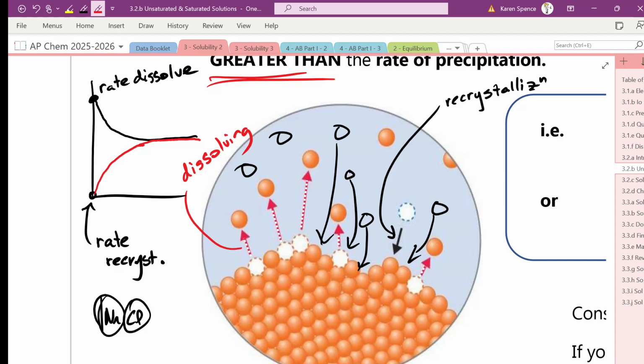But the moment you have two dissolved particles, they could rejoin. So when you have one, it's not going to recrystallize. When you have two, yeah. The more dissolved particles there are, the more chance it will crystallize. That's why the dissolving rate decreases. Yes. All right.